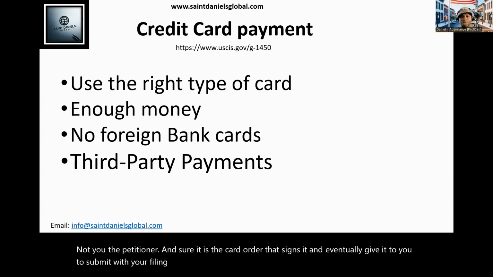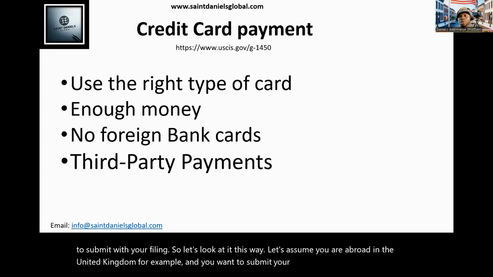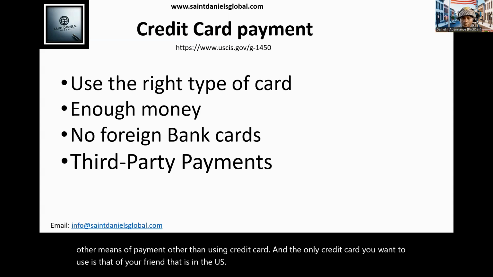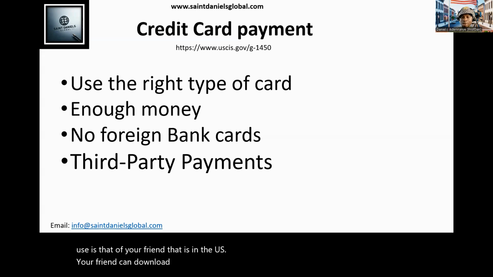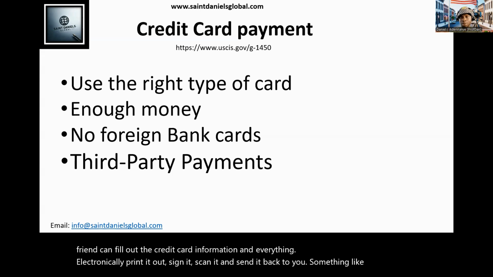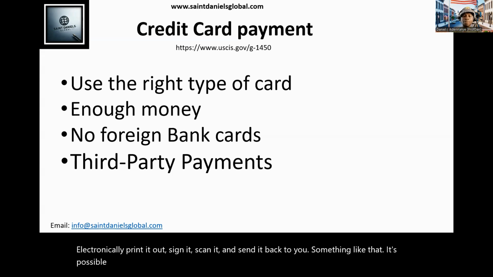So let's look at it this way. Let's assume you are abroad in the United Kingdom, for example, and you want to submit your petition, and you do not have any other means of payment other than using a credit card. And the only credit card you want to use is that of your friend that is in the US. Yes, your friend can download the form G-1450, or you send the form to your friend. Your friend can fill out the credit card information and everything electronically, print it out, sign it, scan it, and send it back to you. Something like that is possible. So, yeah, take note of that.